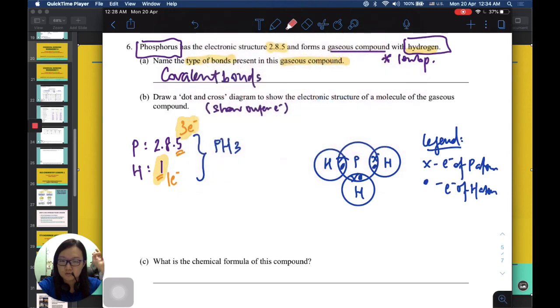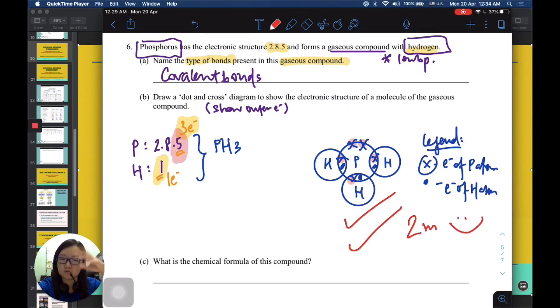Then if you look at phosphorus, the last step, you're not done yet. You need to look at whether you have filled in all the electrons and whether each atom is stable. For phosphorus, you need to draw 2 more in order to have the stable octet, because phosphorus itself has 5 electrons in the valence shell. So that's 2 marks. Smiley face, easy.